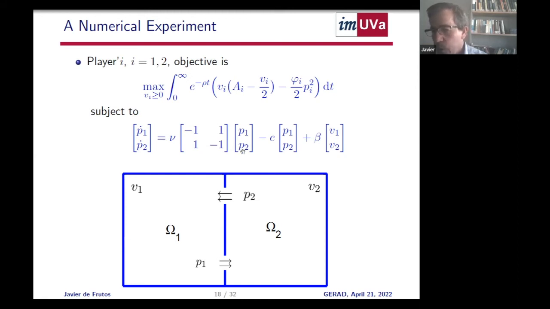the diffusion matrix. If P2 is greater than P1, we have an increase in the pollution stock of P1 that is proportional to this difference. If P1 is greater than P2, then omega 1 is giving away its pollution stock to omega 2, also at a rate that is proportional to the difference between P2 and P1. The emissions, as I say, contribute to the stock of pollution in the corresponding region.